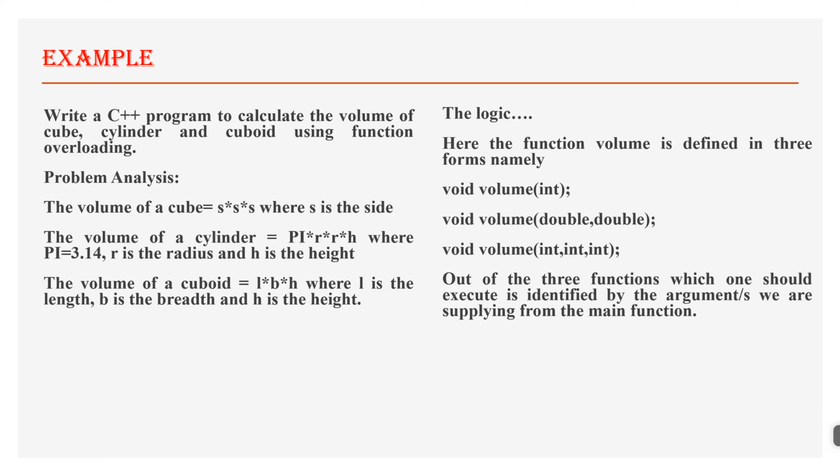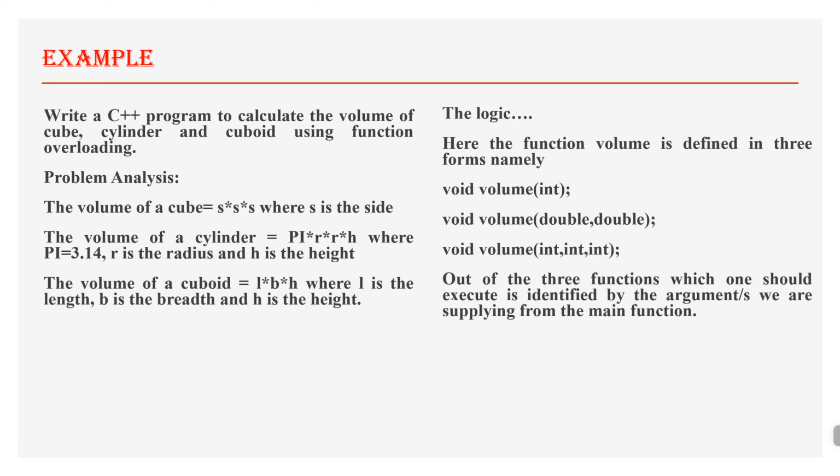So just look at here, the volume of a cube has one argument, the cube of that argument is a volume, but volume of a cylinder has two arguments. Pi is a constant, it has two arguments. What are the two arguments? Radius and height are the two arguments. Now coming to the volume of a cuboid. So volume of a cuboid has got three arguments. Okay, L, B and H.